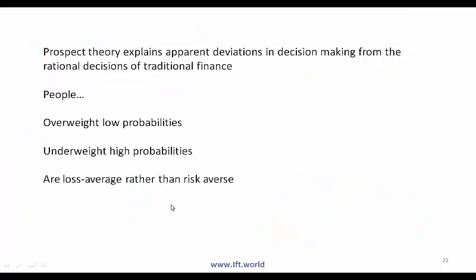And if I were to summarize the main points behind prospect theory over here, this prospect theory tries to explain the apparent deviations in decision making from the rational decisions of traditional finance. Does it do a good job? I think it does a reasonable job. Is it perfect? Probably not. Okay, and why do you think it's not perfect?